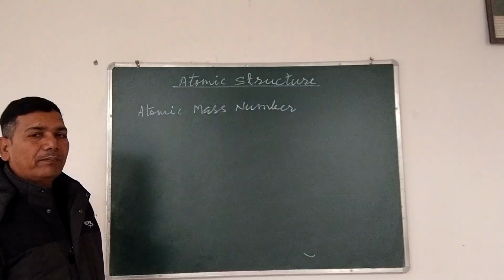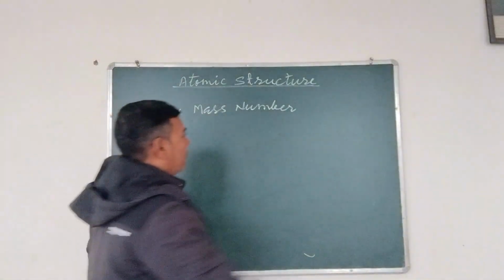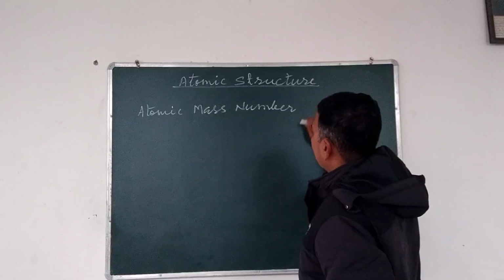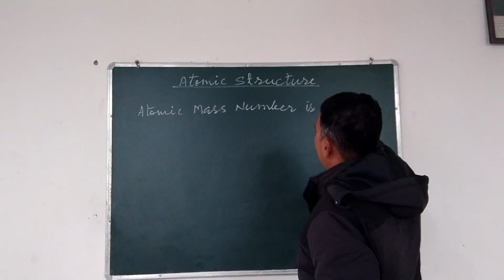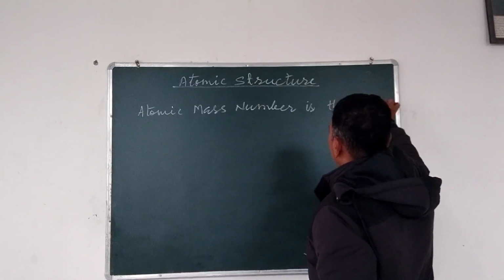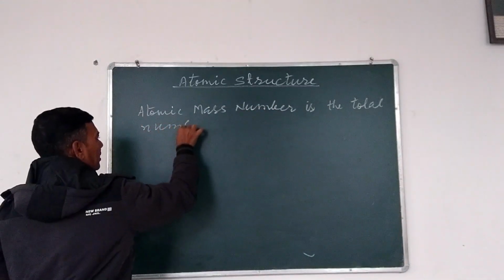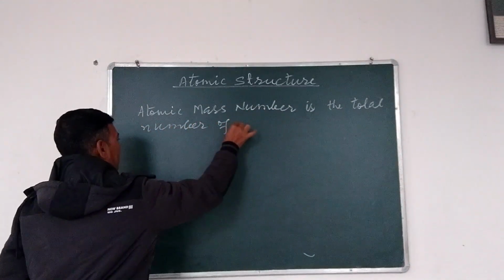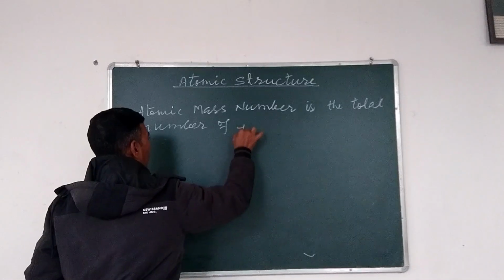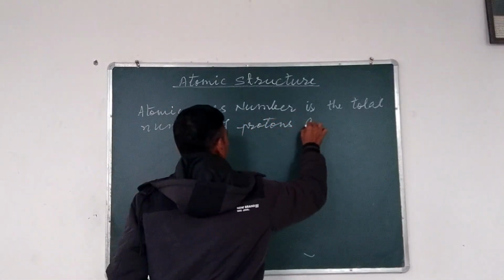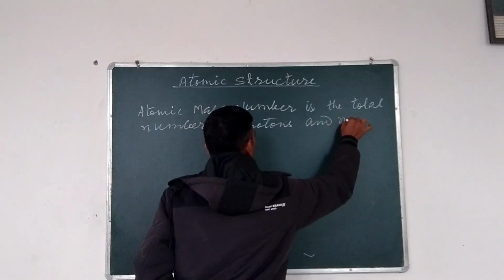What is atomic mass number? Actually, atomic mass number is the total number of protons and neutrons.